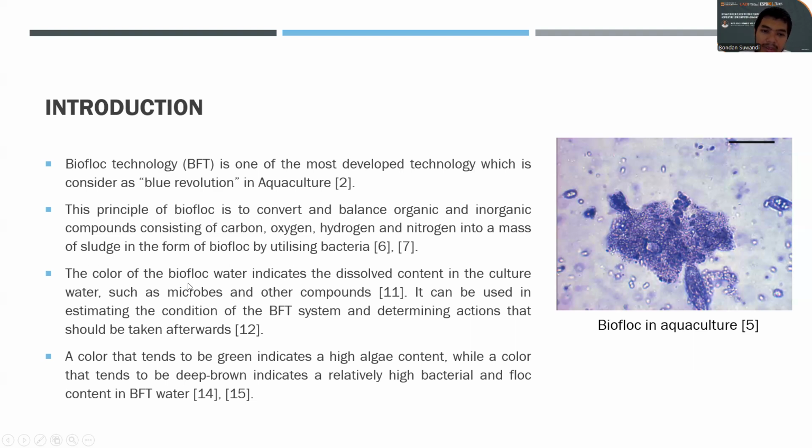The color of the biofloc water indicates the dissolved content in the culture water, such as microbes and other components. This color can be used in estimating the condition of the BFT system and determining actions that should be taken afterwards. A BFT color that tends to be green indicates a high alga content, while a color that tends to be deep brown normally indicates a relatively high bacteria and floc content in the BFT water.